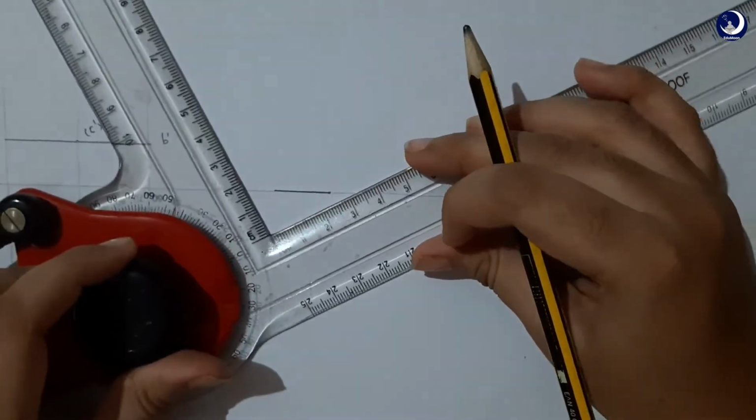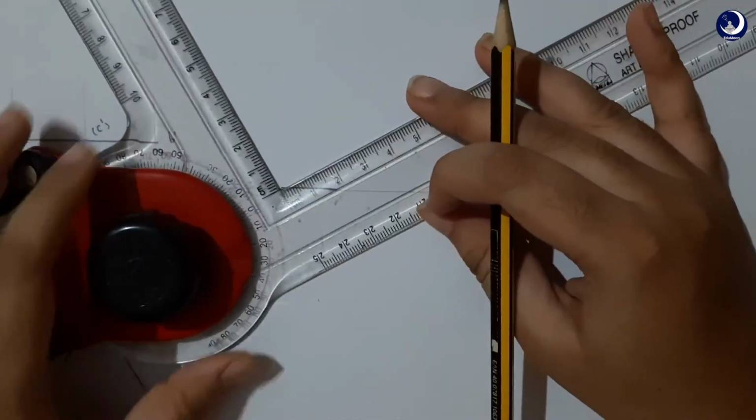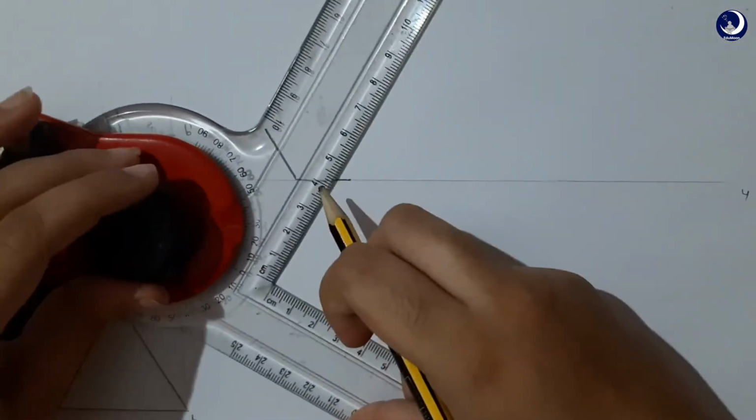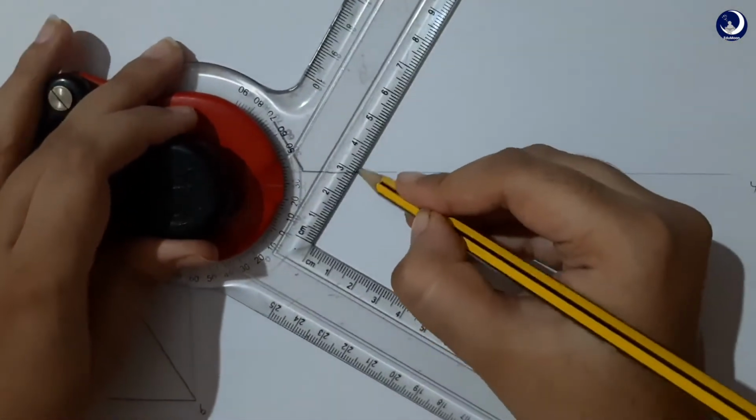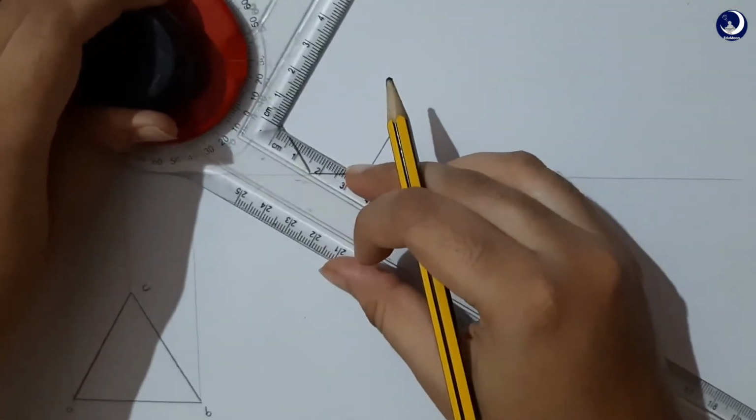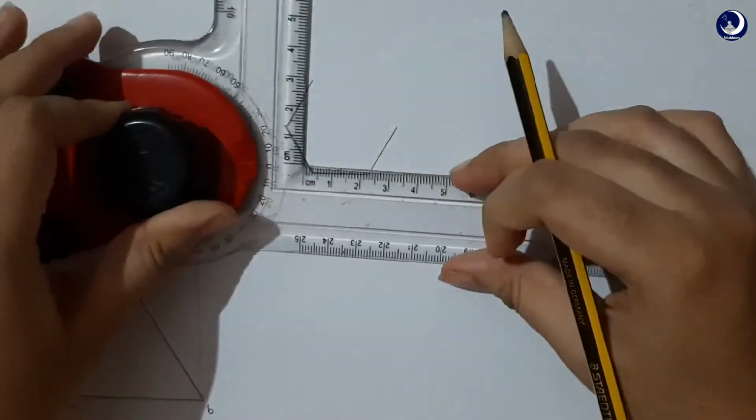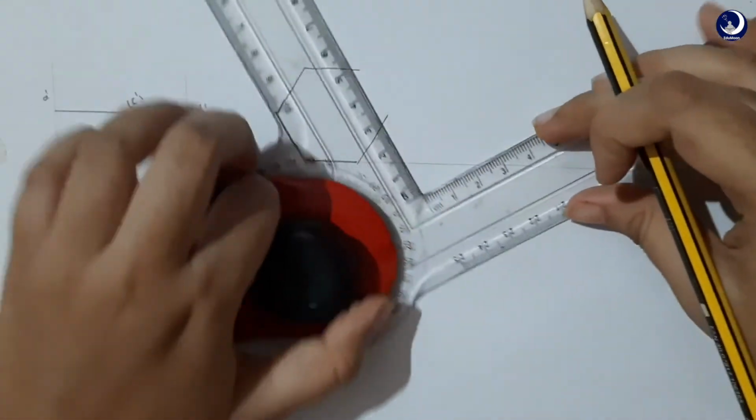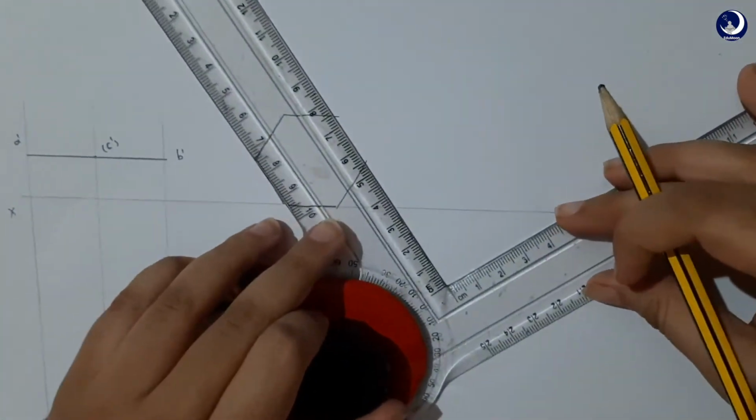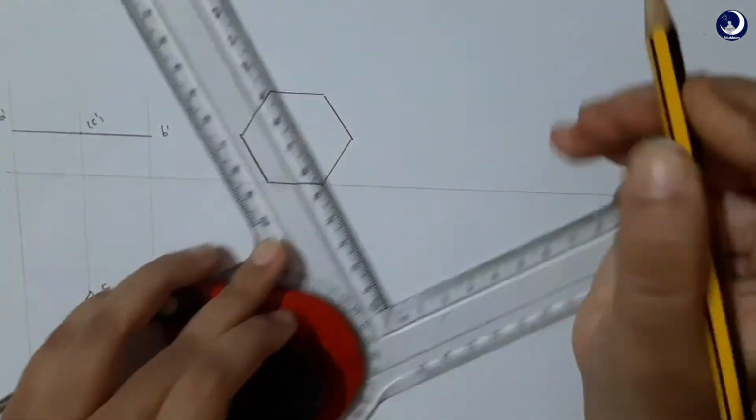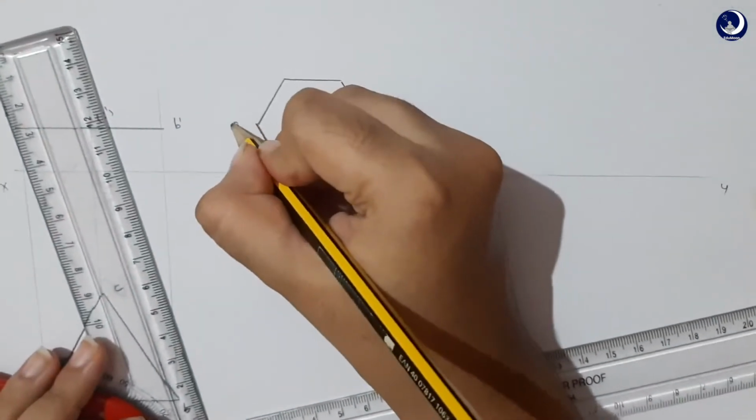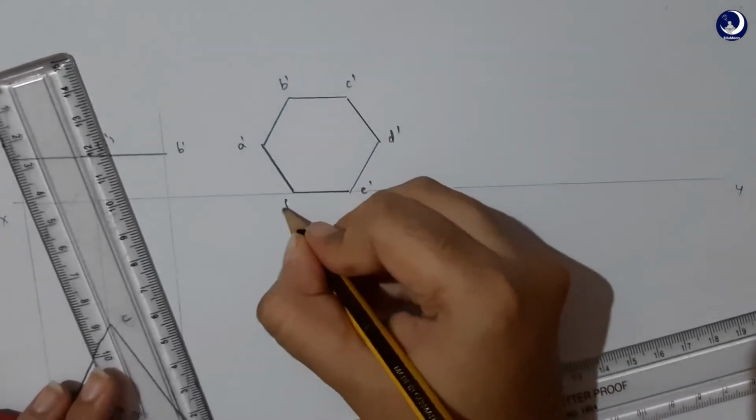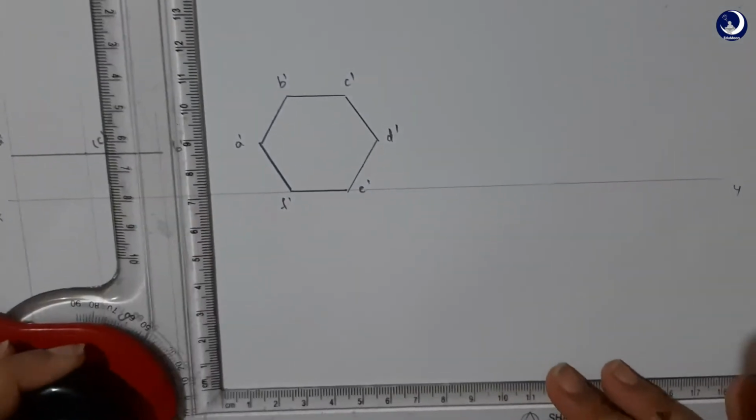For those of you who do not know how to draw a hexagon, you can go check out the previous video where I discussed how to draw the hexagon of side 20 mm. So this is, I'm going to name it as A dash, B dash, C dash, D dash, E dash and F dash.